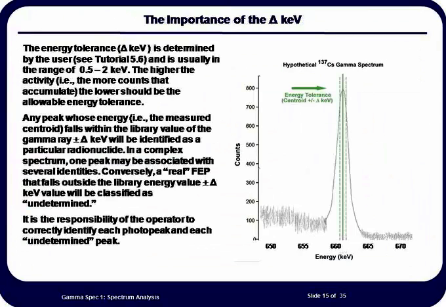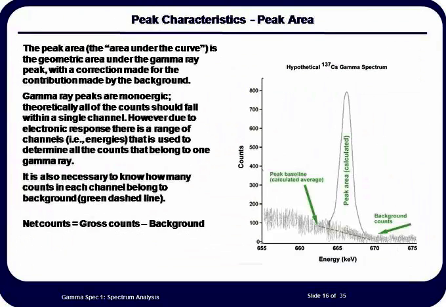For environmental samples, where there are few counts in the peak, the energy tolerance should be set wider, like at 2 keV. If the measured gamma ray energy falls outside the energy tolerance of any gamma ray listed in the library, it will call the peak unidentified. The user then needs to be a sleuth and determine the true identity of the gamma ray peak.